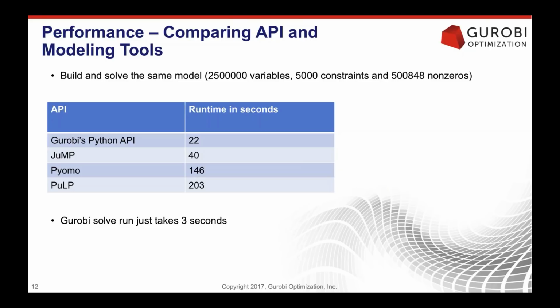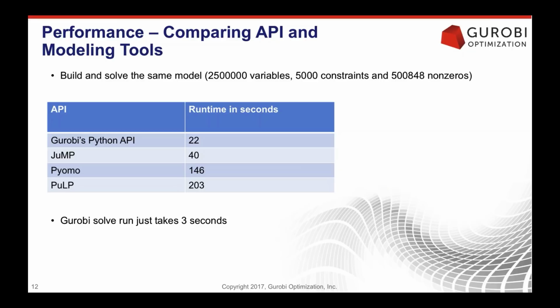It is the same model that we built once using Gurobi's Python API. Then we used JuMP, the Julia modeling language. And we also used the 2 Python modeling frameworks, Pyomo and PuLP. And the overall runtime of that small program that actually built the model and solved the model, for Gurobi's Python API, just took 22 seconds.